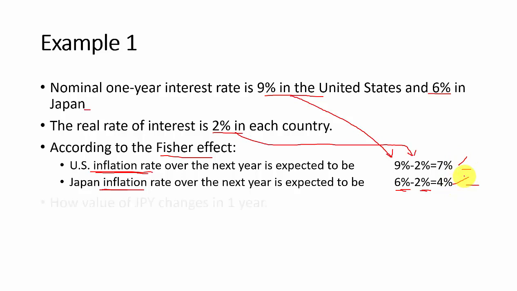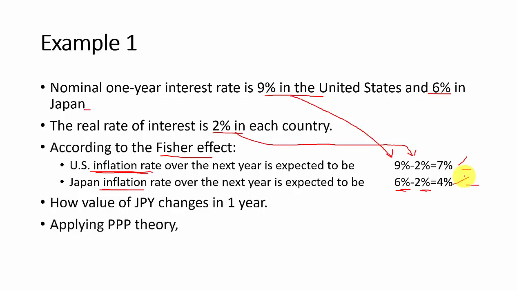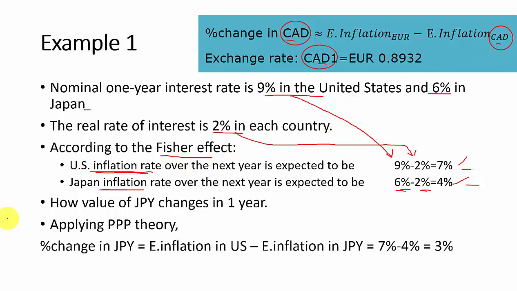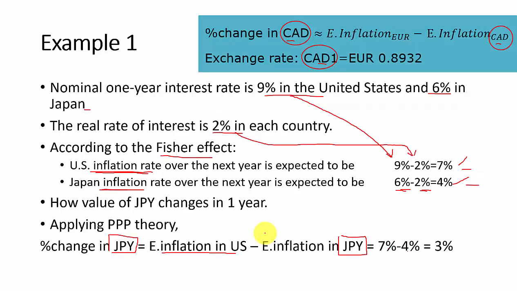So 7, 4. Now, how does the value of the Japanese yen change during the 1 year? We have to apply the purchasing power parity, and I copied this slide from our previous video. So you pay attention to the currency we are analyzing. The change in the value of the Japanese yen is approximately equal to the expected inflation in the US minus the expected inflation in Japan. And you plug 7% here and 4% here, and therefore you can see that the Japanese yen should appreciate by 3%, okay?